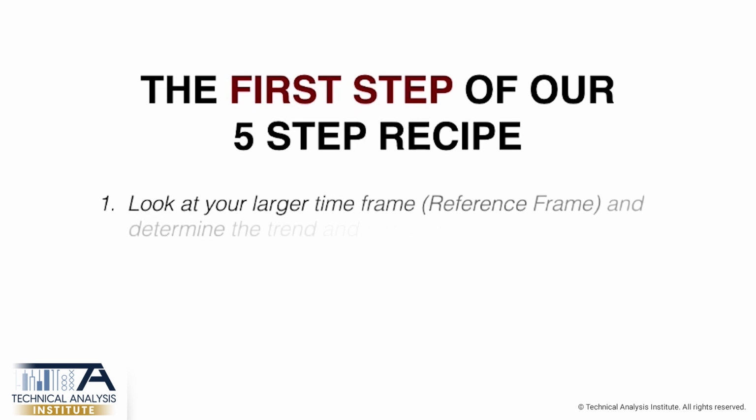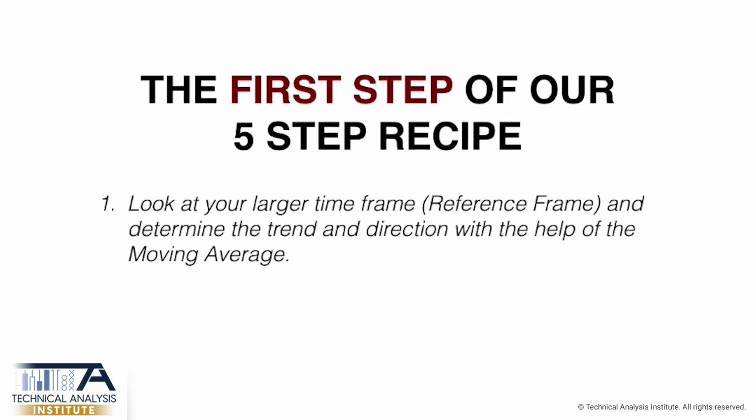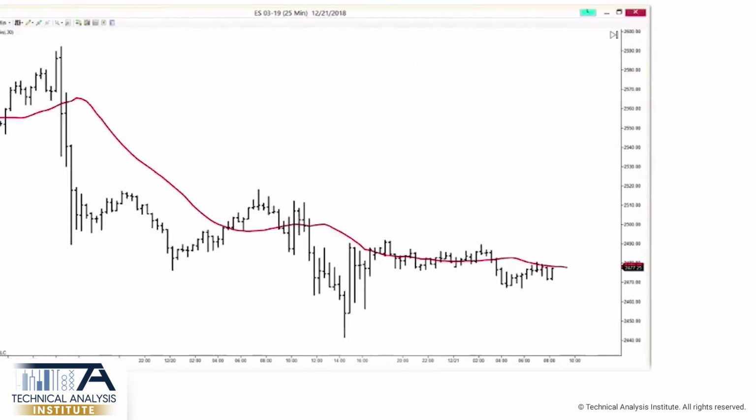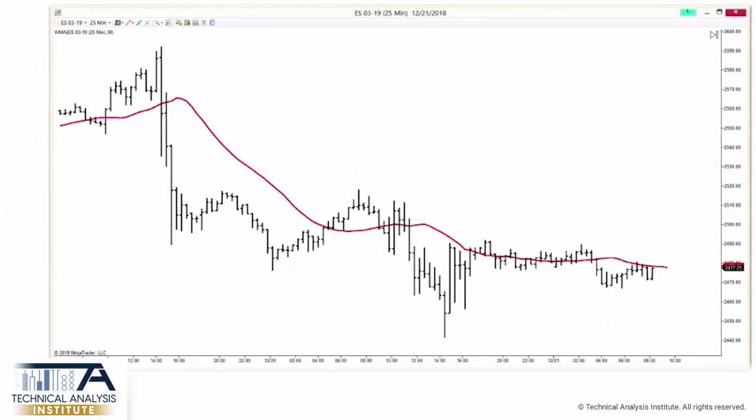Now I'm going to go through this trade step by step as in our recipe. The first step, look at your larger time frame and determine the trend and direction with the help of the moving average. So here we are, it's 8 in the morning. My trend identification process has begun, looking at the reference frame. In this case, the reference frame is the 25-minute chart. And as you can see, the 30-period moving average has been rather flat for some time. This could be good because at some point, the trend will start again.